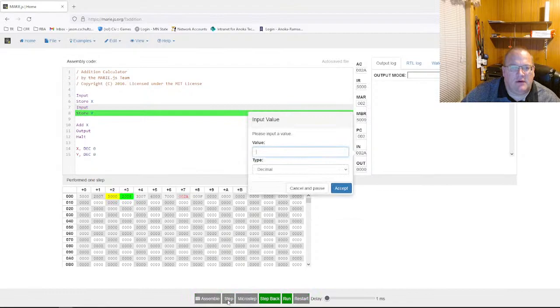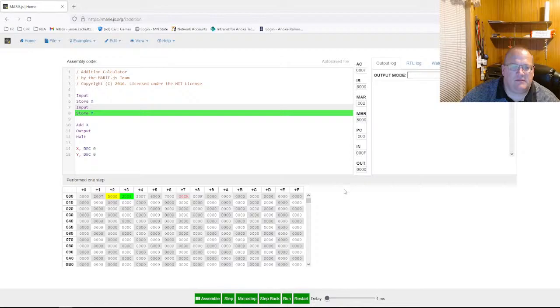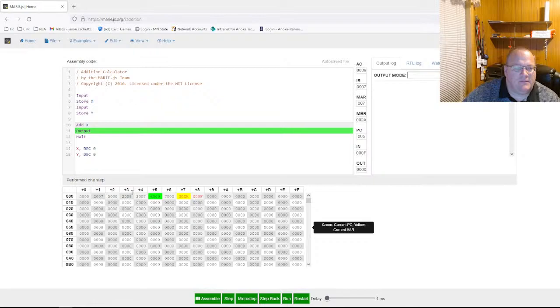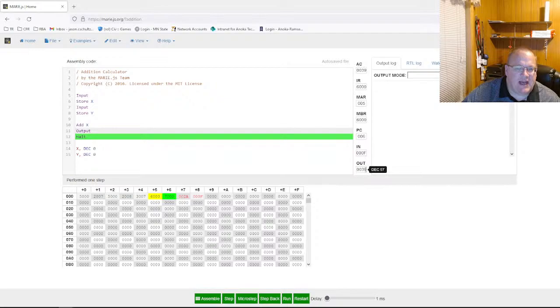So then I have to input another value. In this case, I put in a 15. I do another full step. The MAR has moved to 8 now. How does it know to put it in 8? I'm not sure, so we'll figure that out. And so then it adds these two together, sticks it in the accumulator, and now it puts it into the output here. Realize it doesn't put it anywhere in the memory, and now we've halted, and it stops.